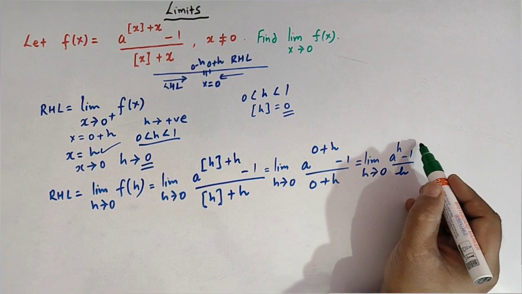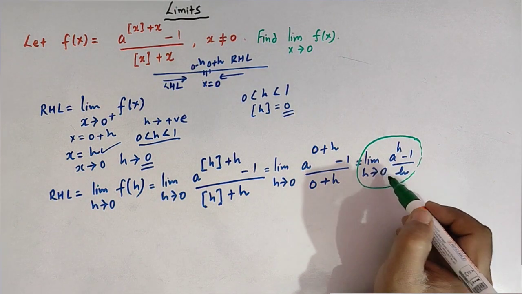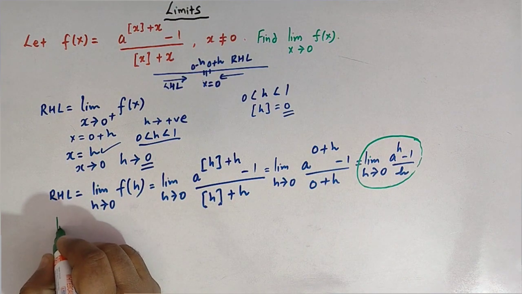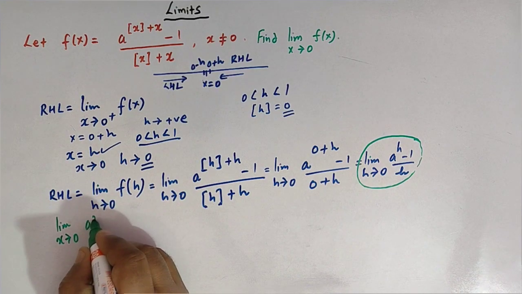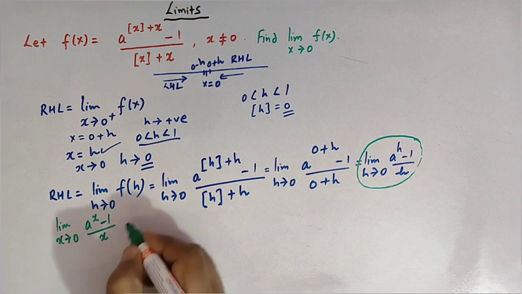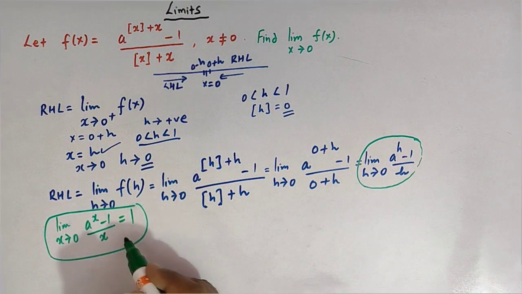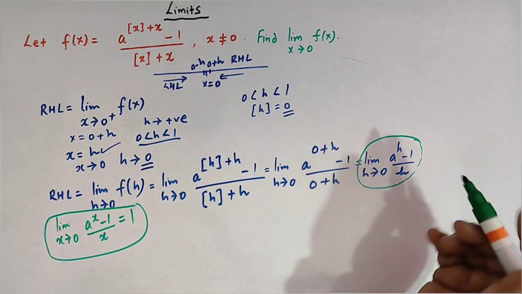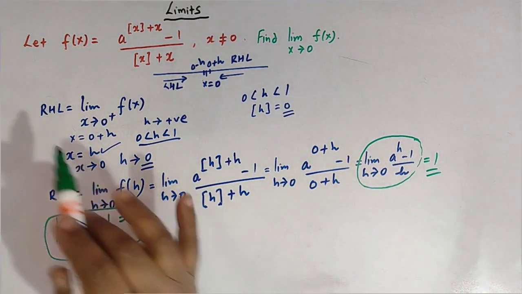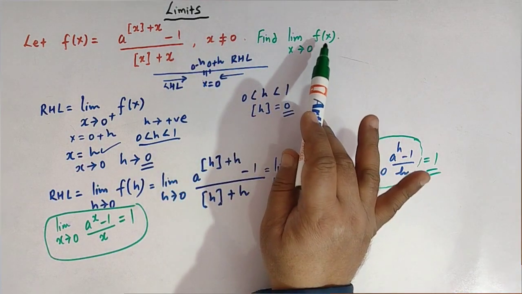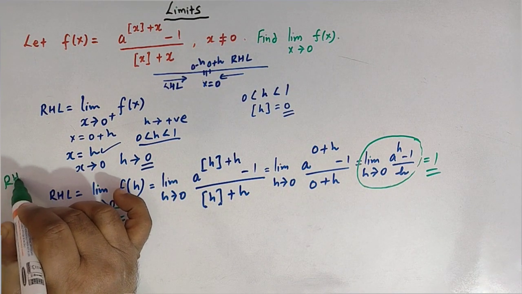So now we have arrived at a very famous limit, right? From limits, we know that limit x tends to 0, (a raised to x minus 1) over x is equal to 1, right? So this is the famous limit, and here we will directly use this limit. So the value of this limit is equal to 1, right? So the right hand limit of this function when x approaches 0 is equal to 1, right?